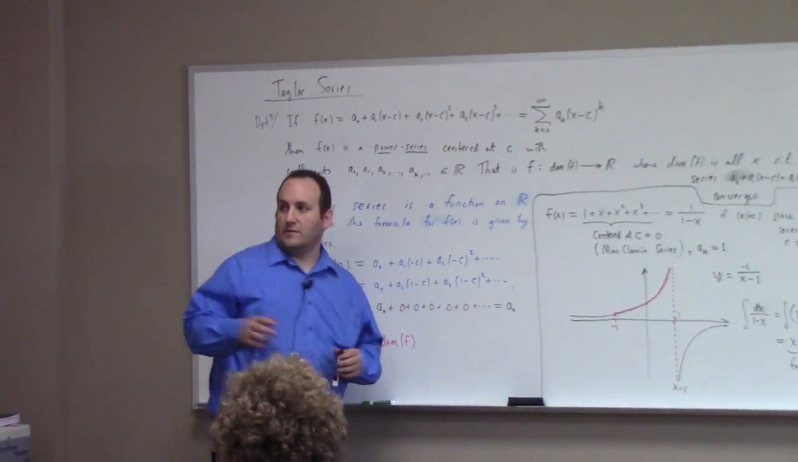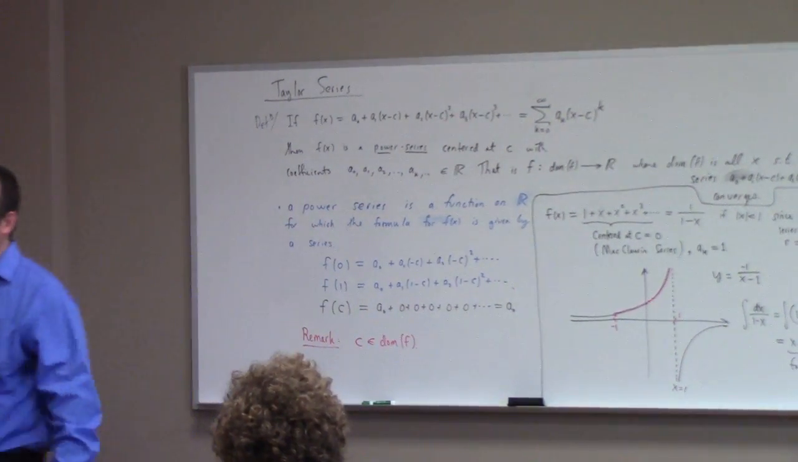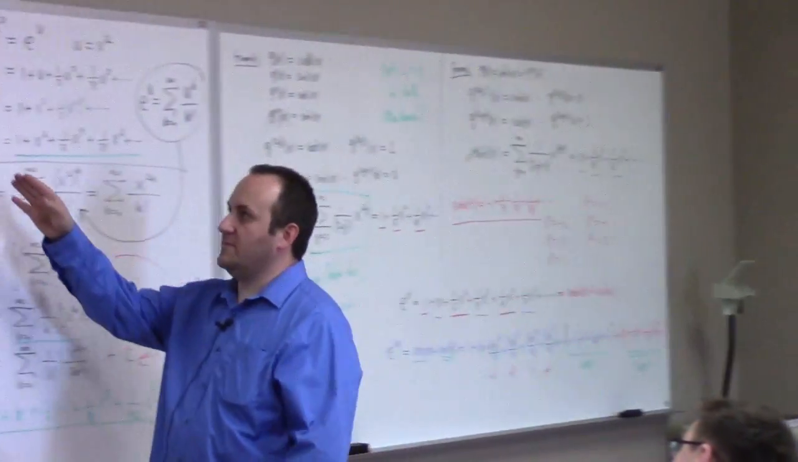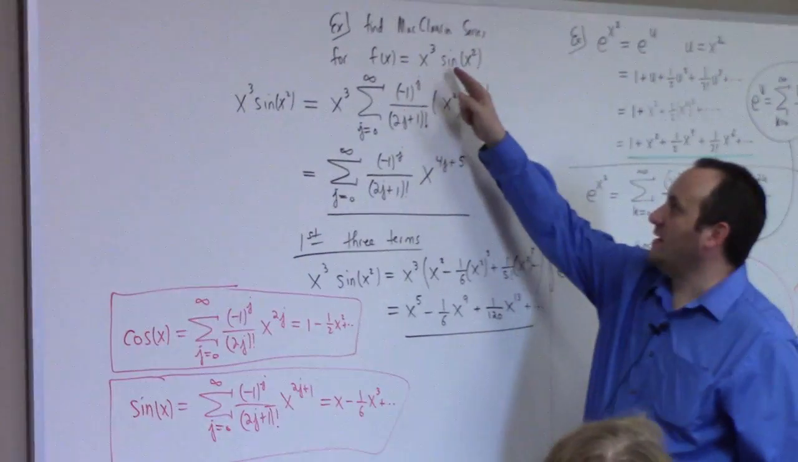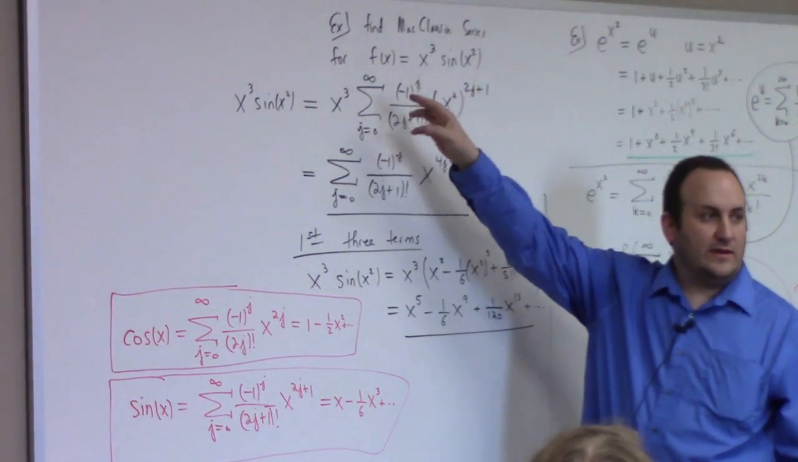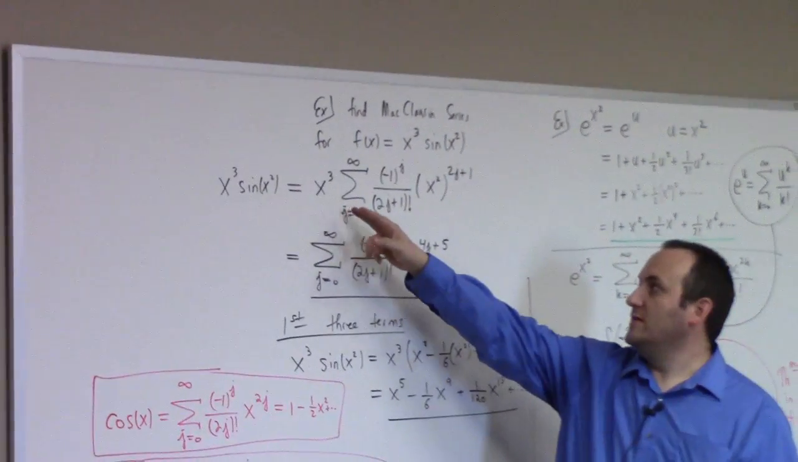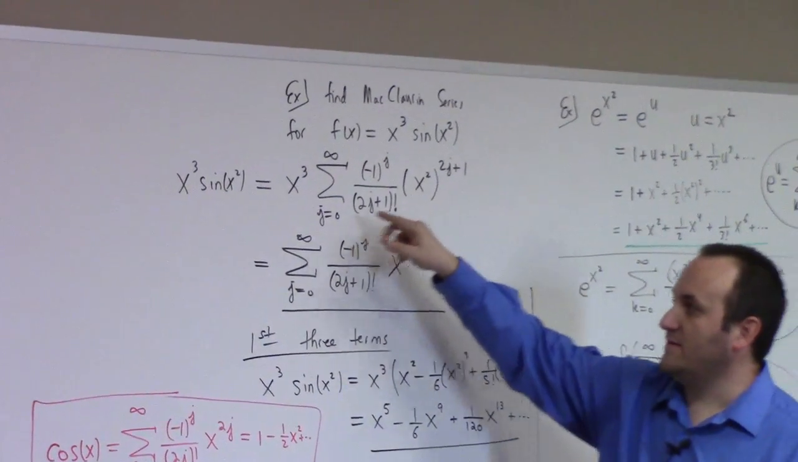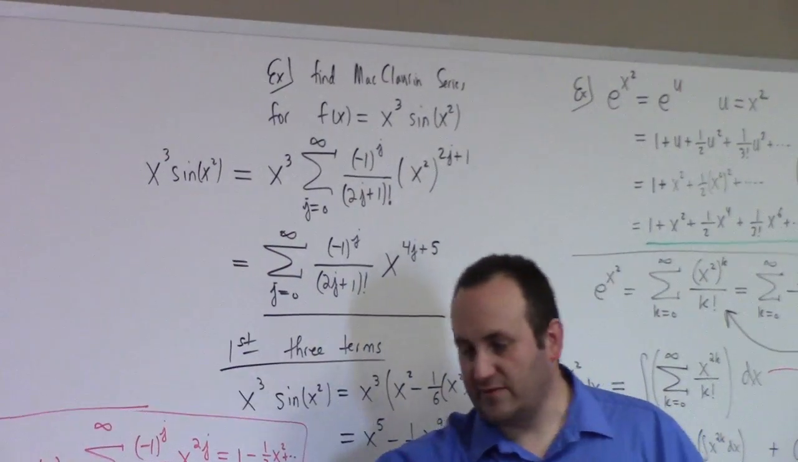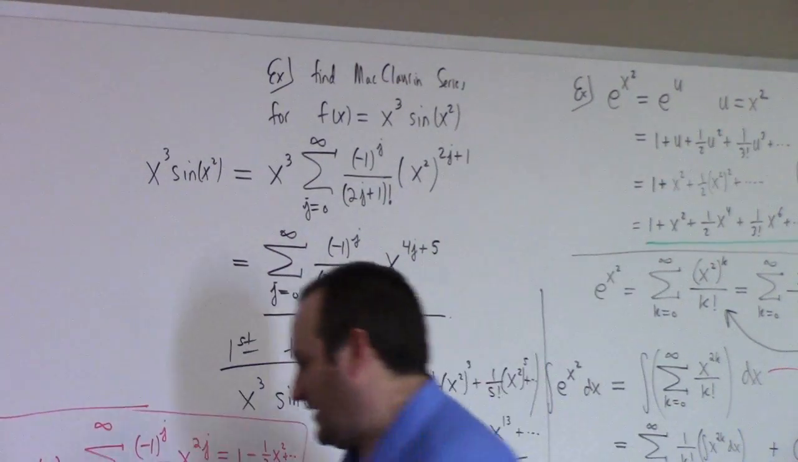Now, up here is another example. If you wanted to find the Maclaurin series for x cubed times sine of x squared, we can again use the substitution idea. Just plug in x squared in the place of x for the sine. Like, you can erase x here, right?